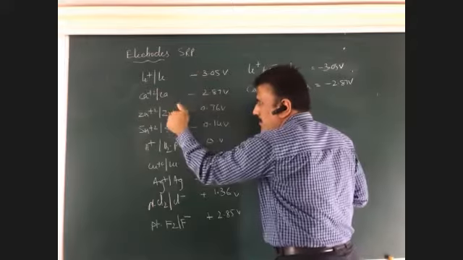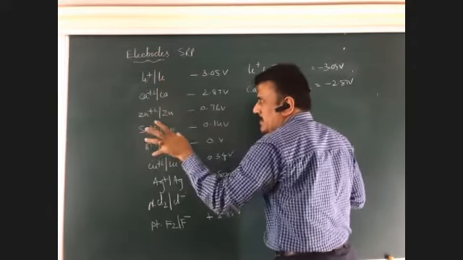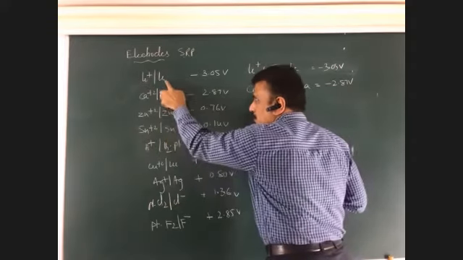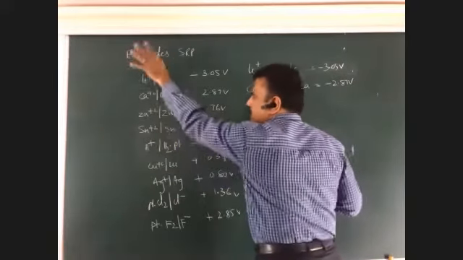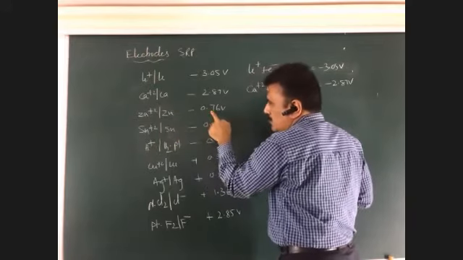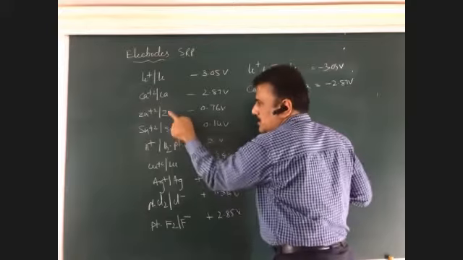And in a similar way, if these two are connected in making a galvanic cell, this serves as anode, this serves as cathode. Because the low SRP electrode always acts as anode, the other acts as cathode. Leave the top one. Now come to these two. This is a lower SRP electrode, acts as anode. This is higher SRP electrode, acts as cathode.